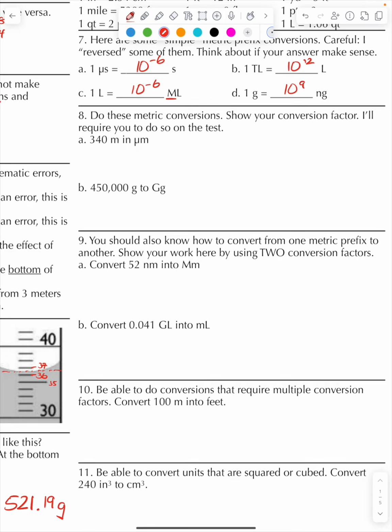Let's convert 340 meters to micrometers. So what is the relationship between a meter and micrometer? I'll do it 2 ways just so you get the idea. Well, if I say I have 1 meter, how many micrometers is that? Well, a meter is pretty big and a micrometer is pretty small. So it's probably that there are 1 million micrometers in a meter. So let's use this, and I'm going to try it a different way.